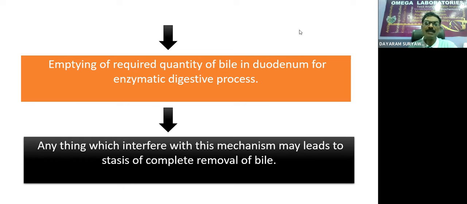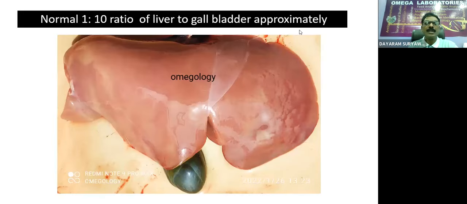So these are the simple mechanisms that play an important role in the pathological conditions of the gallbladder. Now, the normal ratio of gallbladder to liver is approximately 1:10, meaning the size of the gallbladder is 1 and the size of the liver is 10. When the size and shape of the gallbladder change, we can say it is enlarged, shrunken, or atrophied.